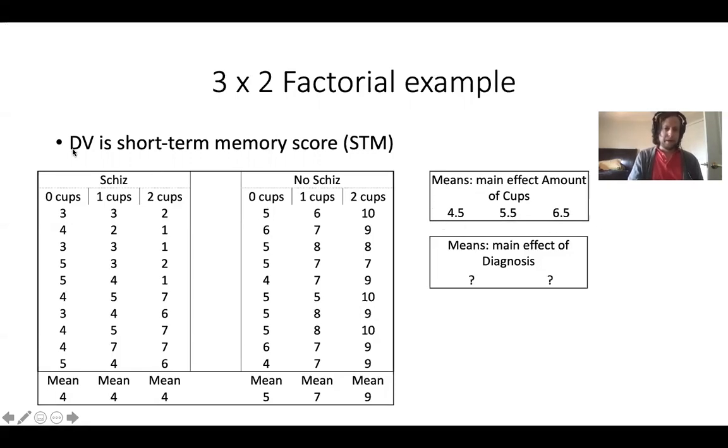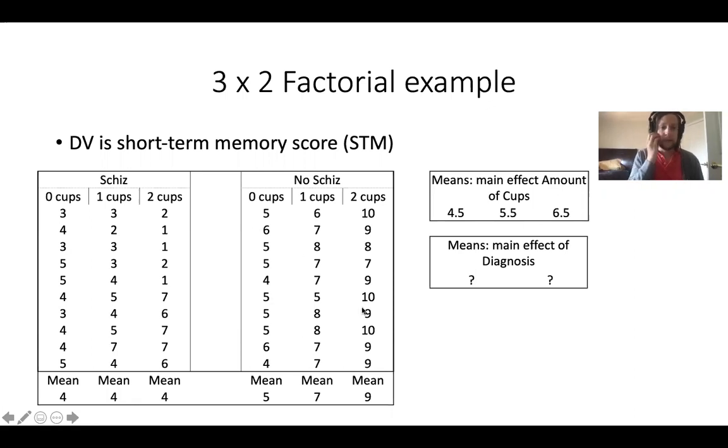If you look over here, this column is everybody that has schizophrenia, whether they drank 0 cups, 1 cup, or 2 cups. Over here, this column is people that don't have schizophrenia, whether they drank 0 cups, 1 cup, or 2 cups. These are completely made-up data. We'll say that these scores are short-term memory scores. They take some test that measures how good their short-term memory is. That's the dependent variable, and that's what all these numbers in the columns mean.